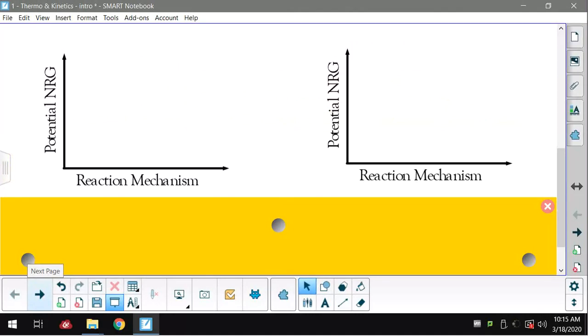Thermodynamic reactions, one of the favorite things is to talk about the potential energy diagram. And in a potential energy diagram, there are two axes. The reaction mechanism is the x-axis. The y-axis is potential energy. So reaction mechanism can be thought of as the reaction proceeds, or maybe time. We've talked about this before as well. So that's the bottom axis.